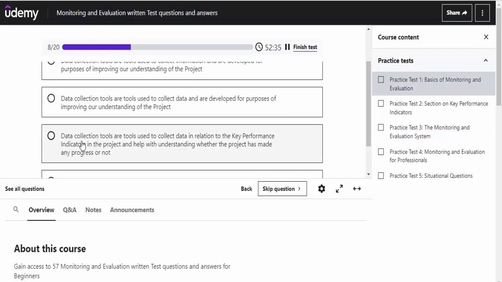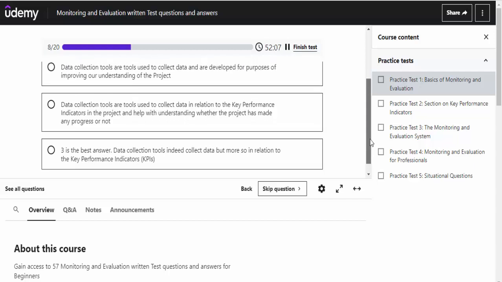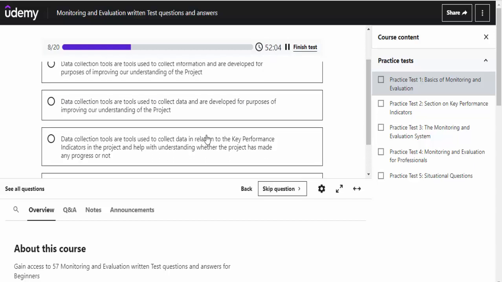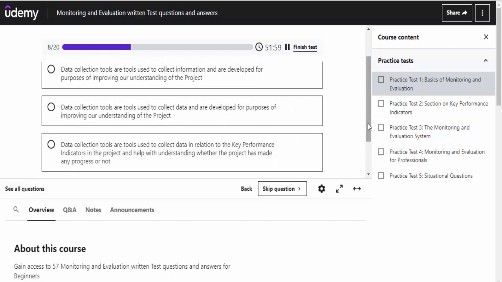But let's see what the third answer says. Data collection tools are tools used to collect data in relation to the key performance indicators in the project and help with understanding whether the project has made any progress or not. Okay, so I like this answer. Yeah, so it's actually 3. Okay, it's actually option 3, guys.